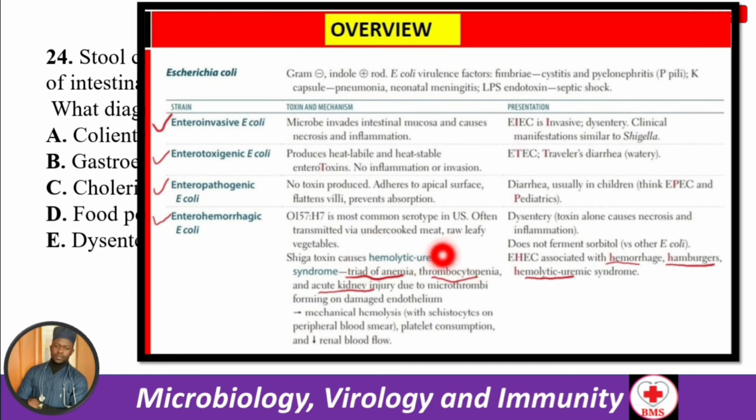So how do you remember this? EHEC is associated with what? EHEC, 3 H's. That's how I remember it. Hemorrhage, hamburgers, eating hamburgers, and hemolytic uremic syndrome.